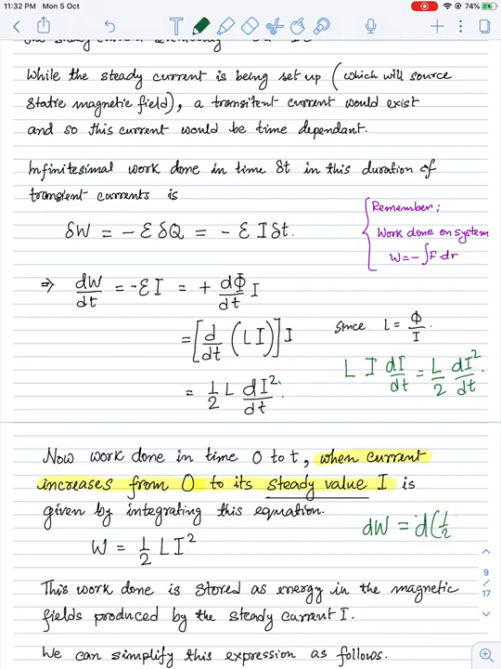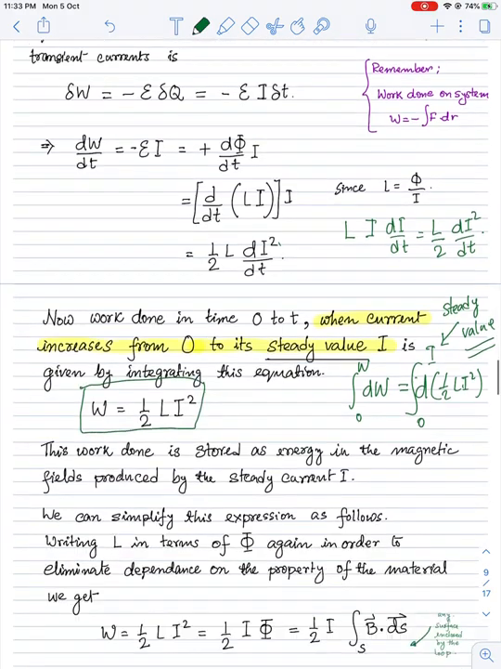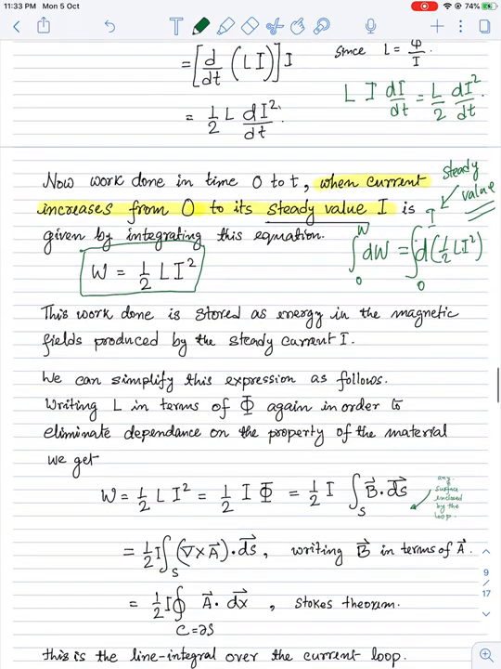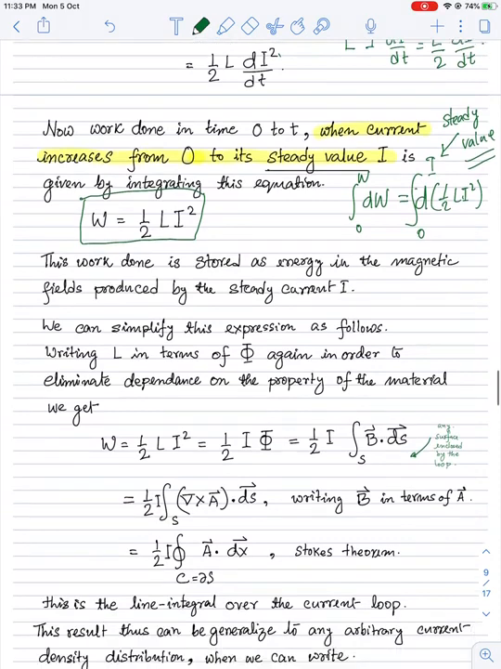You can take the half L inside, and you can write this as d of (1/2) L I². Now you integrate this from 0 to the steady current value. So this is the steady value, and if you do that, then you get this expression for the total work done. Now, once you have this expression for the total work done, you can perform the following manipulation.